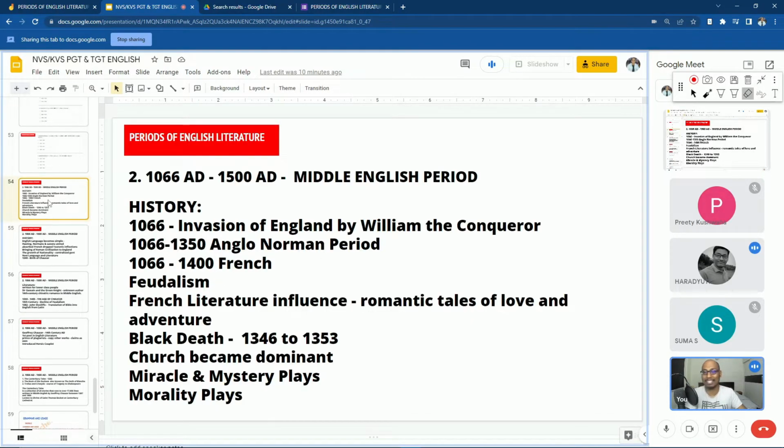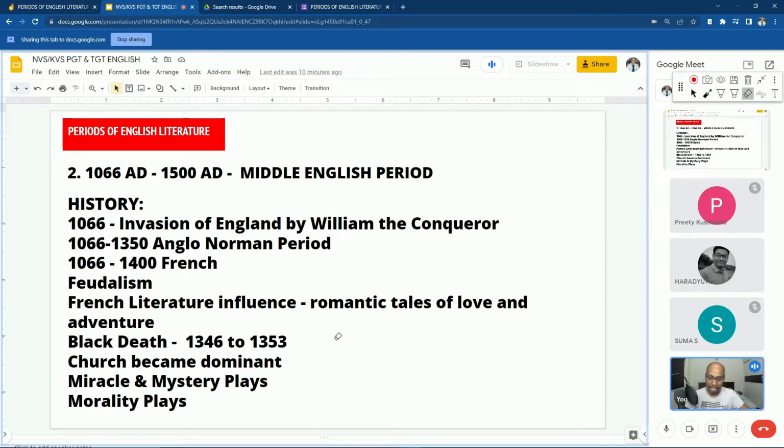Let us go to the next part of this class. It is Middle English period. So today we are going to complete Old English period and Middle English period. So Middle English period begins from 1066 AD to 1500 AD. That comes under Middle English period. So after William the Conqueror, or William of Normandy, conquered England after the Battle of Hastings, the Middle English period starts.